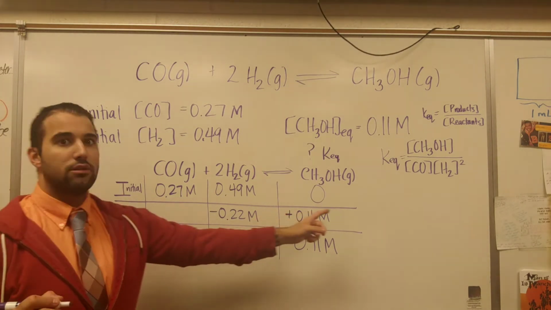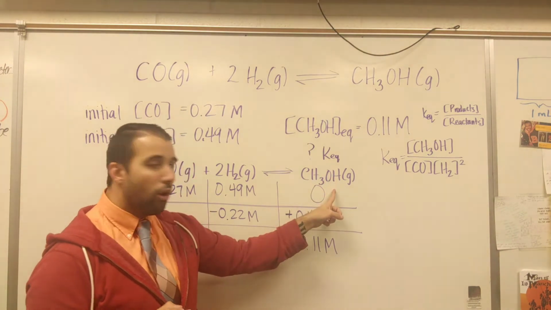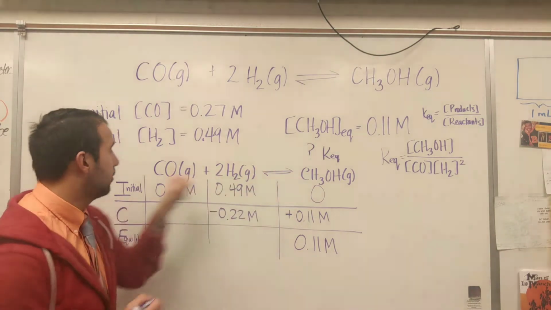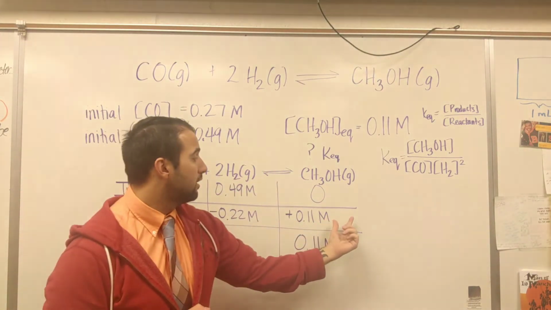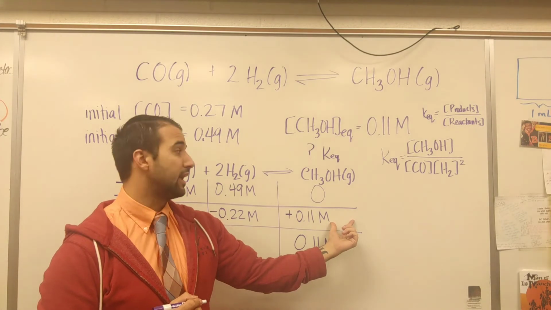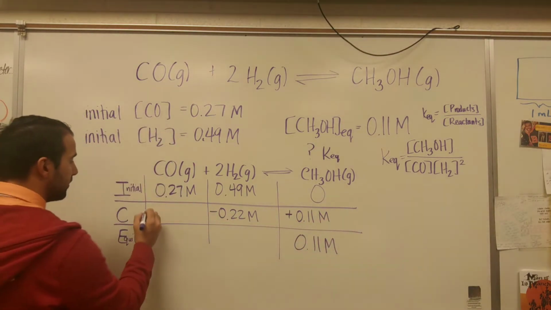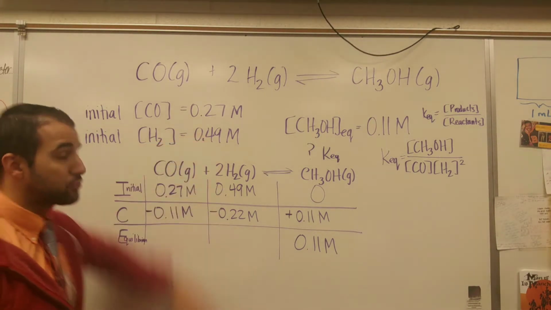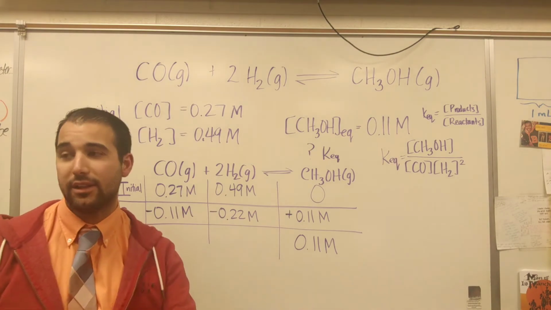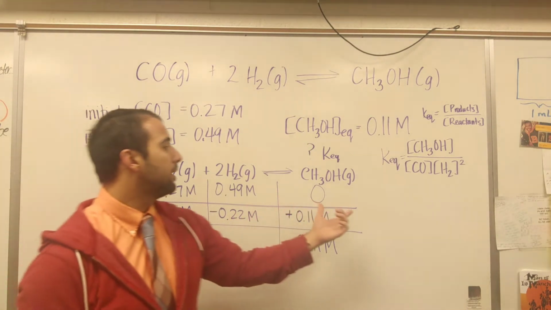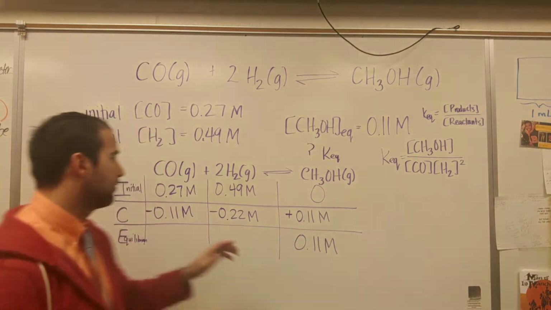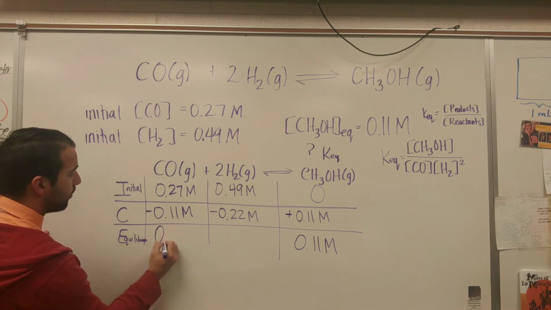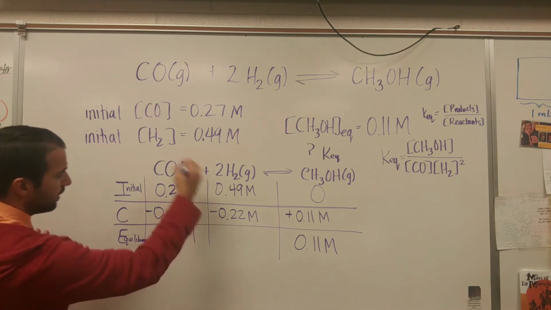And then, same idea, for every 1 mole of CH3OH, I only needed 1 mole of CO. That's a 1 to 1 mole ratio. So if I made 0.11 molar of CH3OH, I must have used 0.11 molar CO. And so I need to subtract from my reactants. Remember, we use up reactants, so I'm subtracting from there, and then I'm making my product, so I add to there. So now I just set up my subtraction here. 0.27 minus 0.11 equals 0.16 molar in the end.